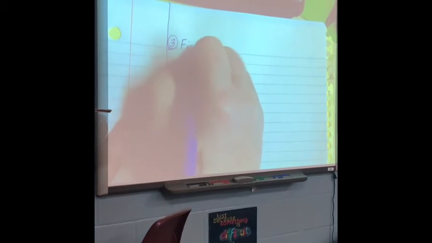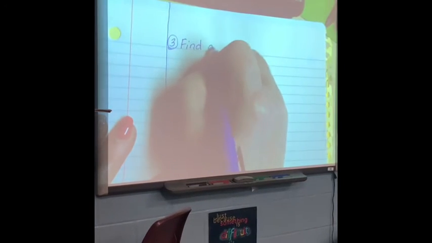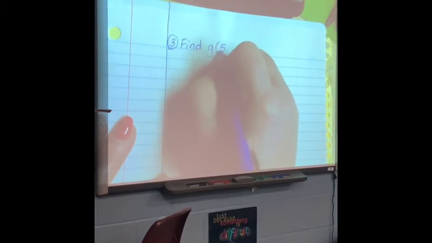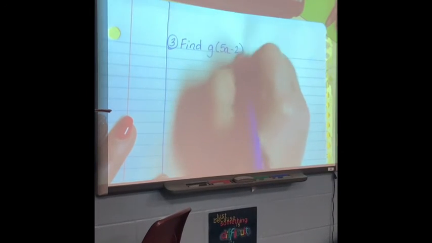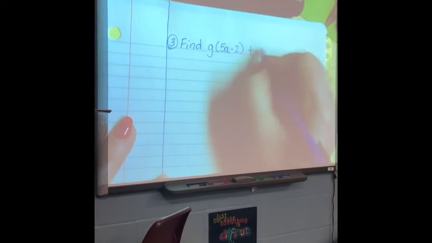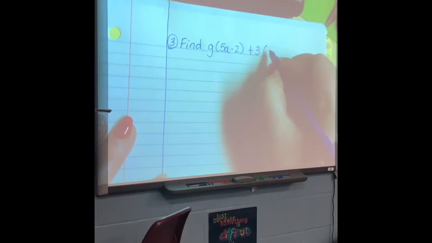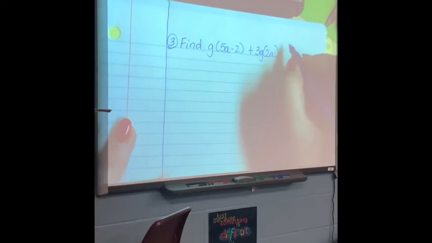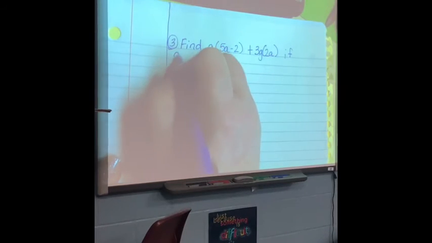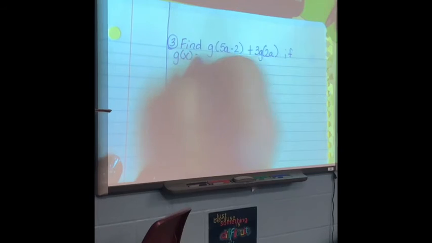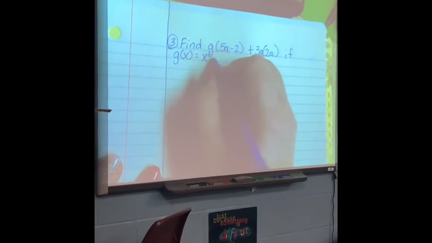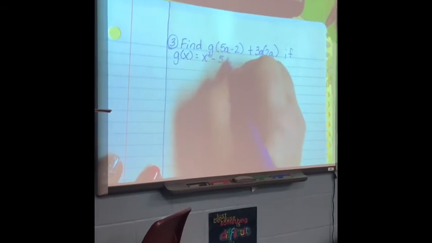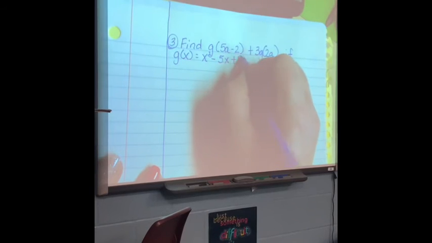All right, so practice 3. Find g of 5a minus 2, plus 3 times g of 2a, if g of x equals x squared minus 5x plus 8. You can follow the same steps we did yesterday on the first one.